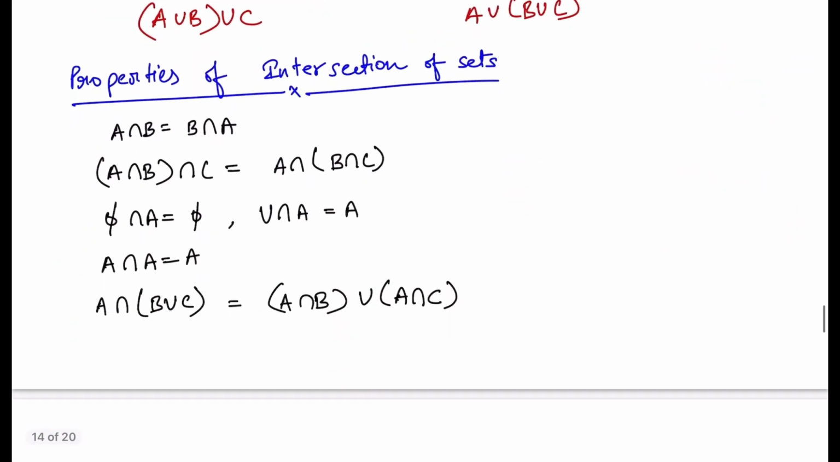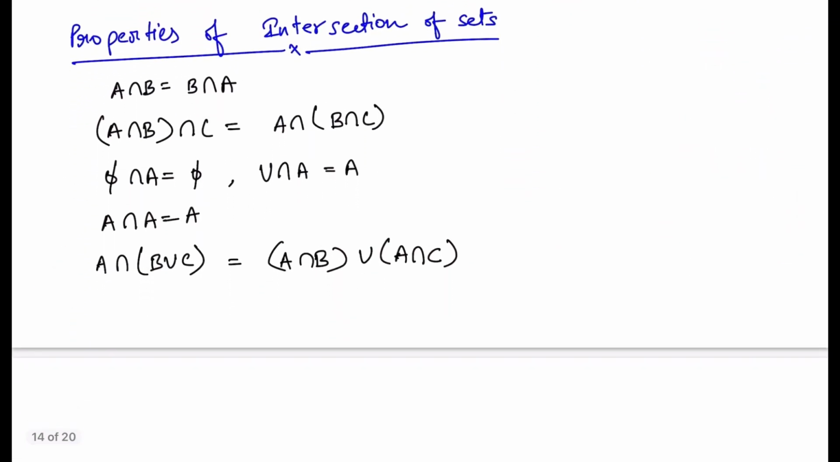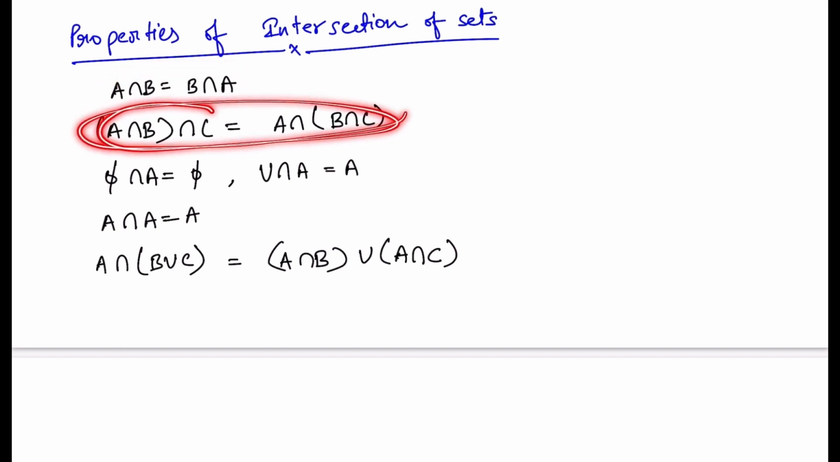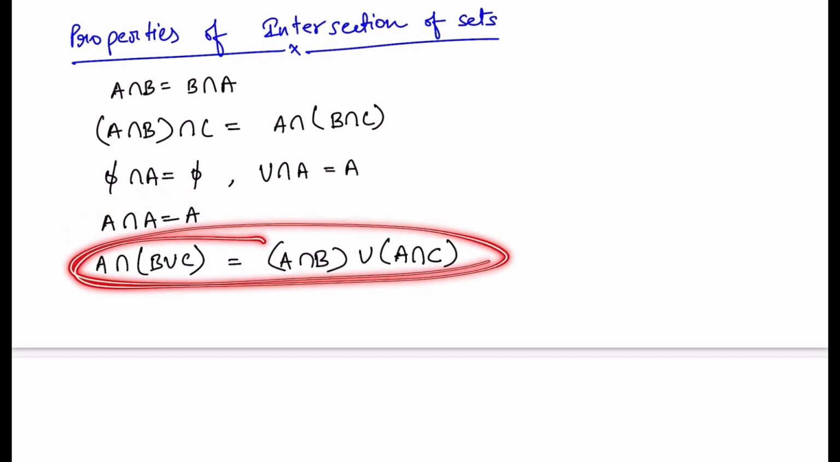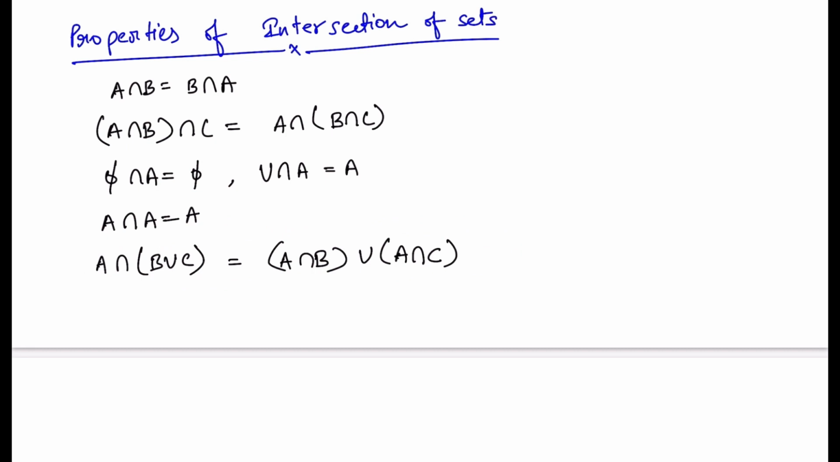Similarly we have properties of intersection of set. In this we have 6 properties. First property is called commutative law, second property is called associative law, this property is called law of phi, and this property is called law of u, meaning universal set. This property is called idempotent law, this property is called distributive law. So these are the 6 properties that we will discuss in this topic.